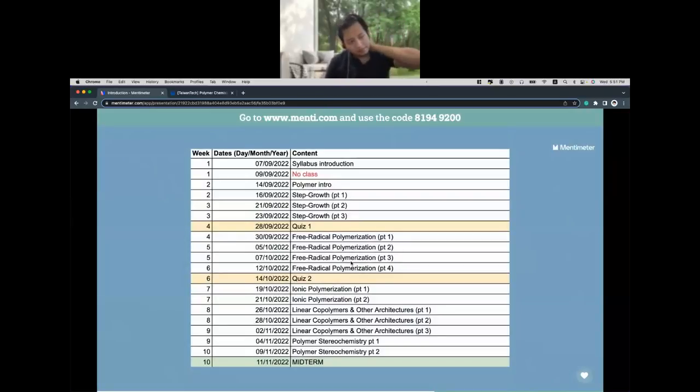The syllabus is basically my expected results. It can be faster, it can be slower. It depends, and some topics might be skipped or offered depending on our class. But some topics, for example step growth, free radical, linear copolymers, and ionic polymerization, will be the fundamentals in polymer chemistry. If you want to understand polymers, at least you need to know what step growth means and what free radicals mean in the polymerization process.